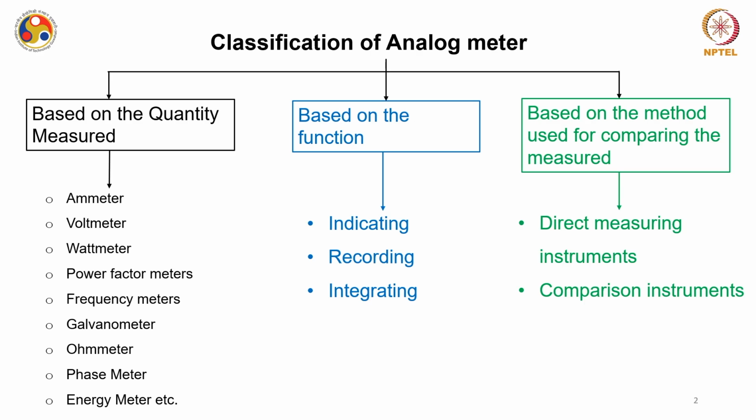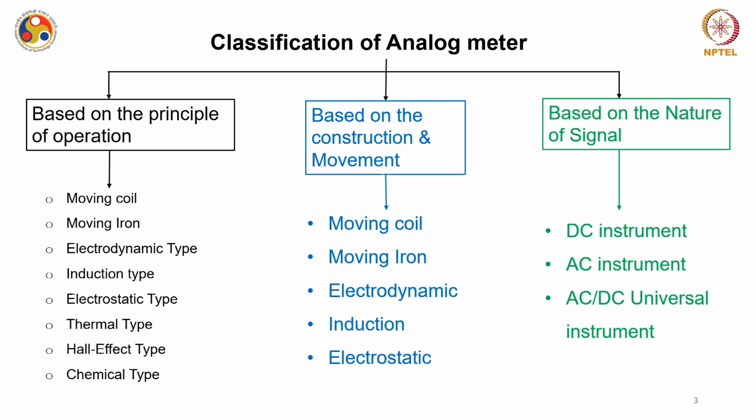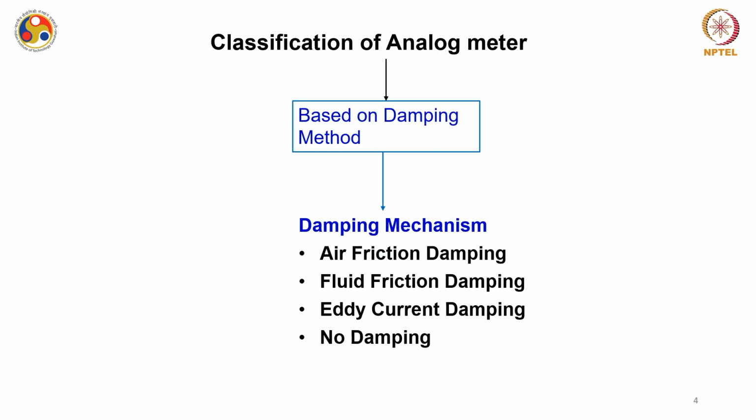If you follow from the previous class, we have talked about different ways to classify the analog meters, including the classification based on the quantity which it measures, based on the function that it does, and based on the method which is used for comparing the measured values, like direct measurement, indirect measurement, or comparison kind of instruments. Then we also talked about classification based on the principle of operation, based on the construction and the movement, which is our discussion for today, and based on the nature of signals, which we still have to discuss.